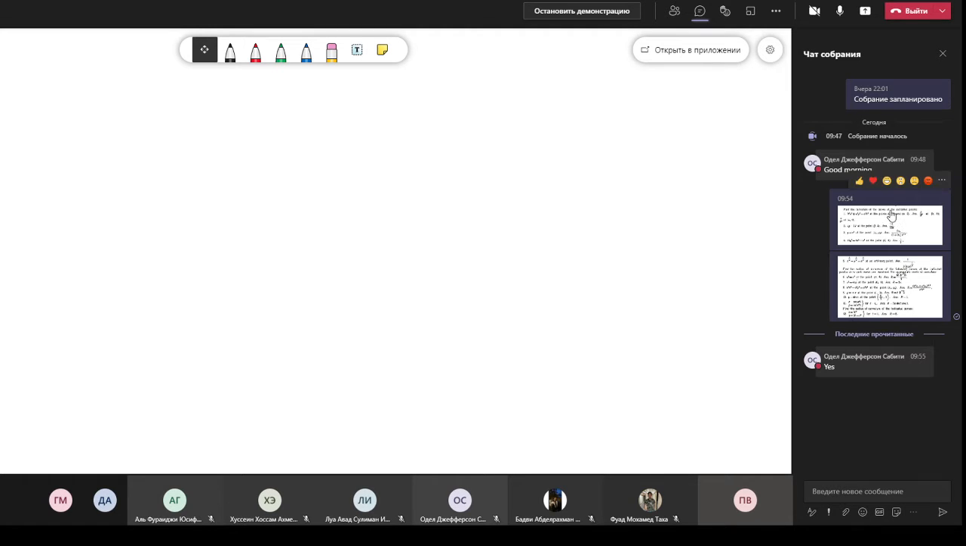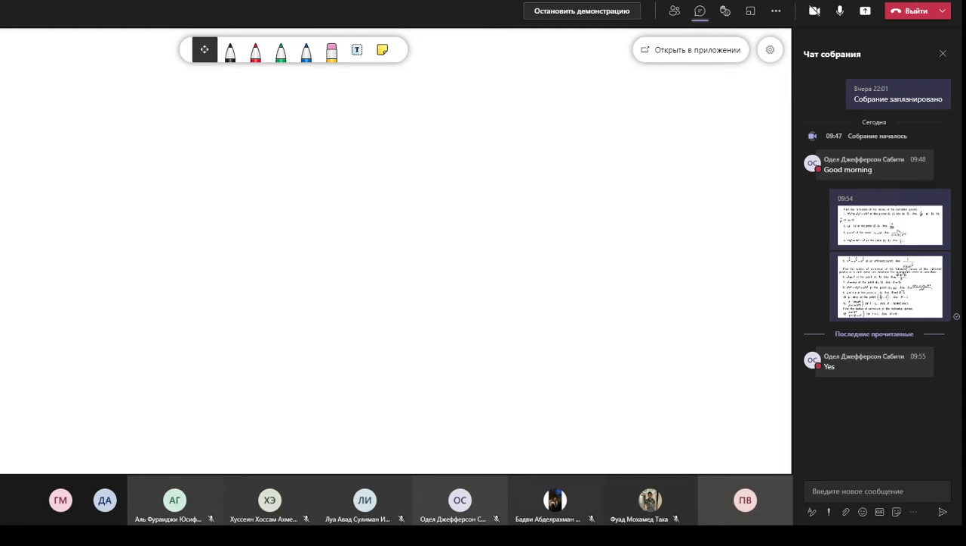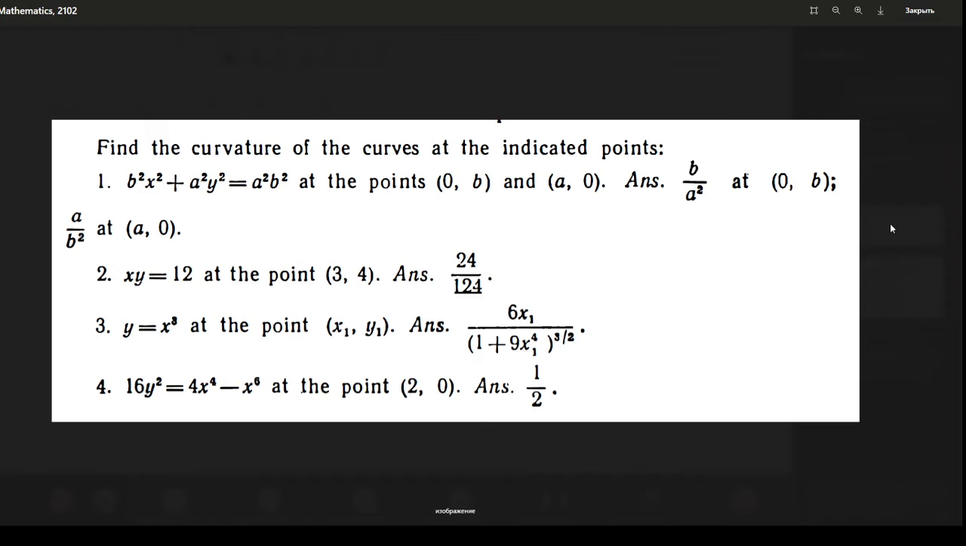The first number is: find the curvature of the curve at the indicated points. The first number. Write it down. Write the curvature of the curves at the indicated point.